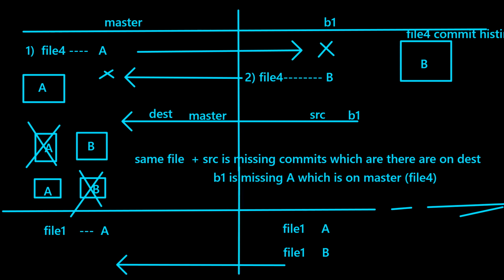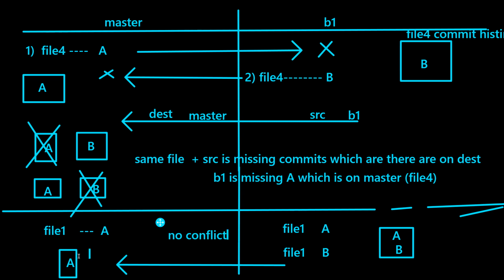No. Why? Because the source branch has all the commits that are in the destination. Your master is missing those changes, but the developer already got the latest, which is in B1, file 1 with A, and now the developer made changes to file 1. He added something, which is B, and now he's going to push it to master. See here, the source branch has the commits that are in master. Source is not missing anything.